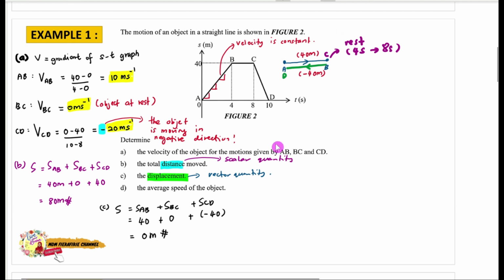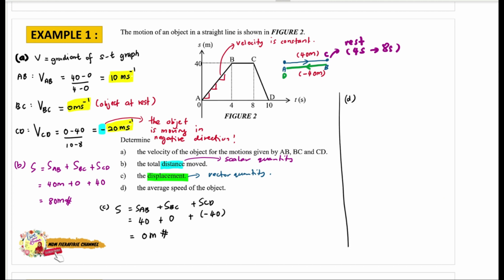Kenapa 0 meter? Sebab this is displacement. Okay, kita kira dari mana dia mula. It start from point A to C, 40 meter, and then come back to point A. So another negative 40. So displacement, we consider the direction. So displacement is 0 meter. Okay, dekat mana dia mula? Dekat situ pula dia berakhir. So point yang sama means that the displacement is equal to 0.